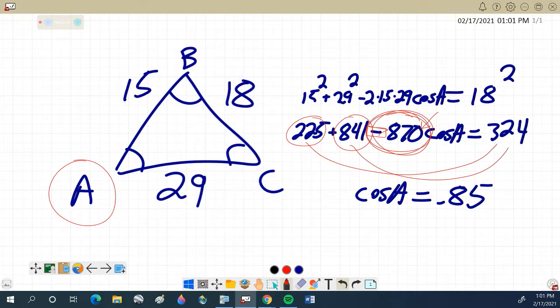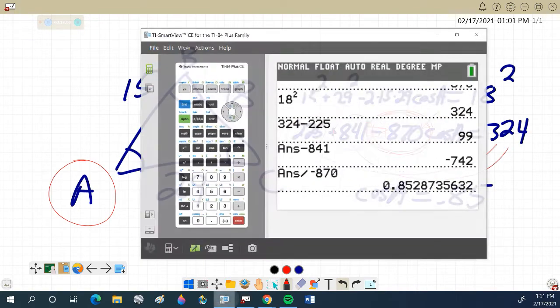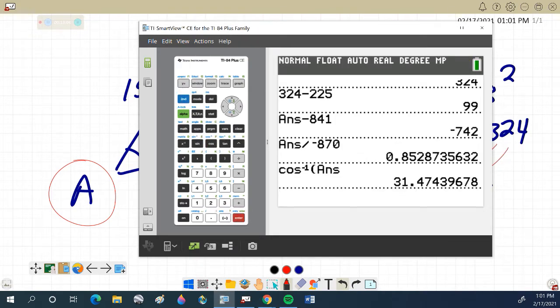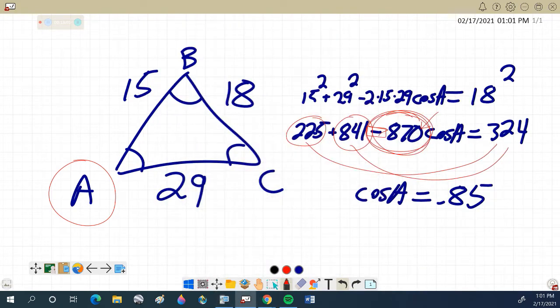Now what? Inverse cosine, and I end up with 31.47. Any questions about that? Okay.